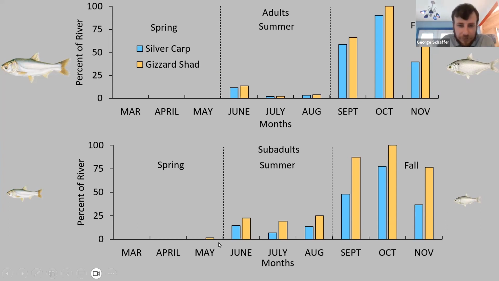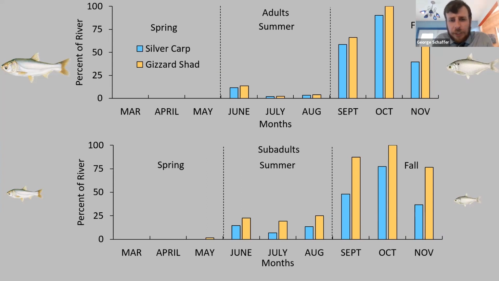Minus in the springtime, we see a slight percent of the river being high quality for gizzard shad. But for the most part, it follows similar trends, with very, very low being high quality in the spring, an intermediate amount, but still a low percentage being high quality in the summer, and the river jumps up to being mostly high quality in the fall.